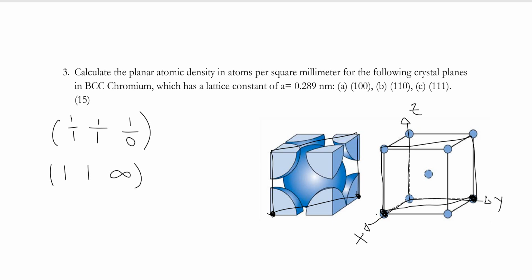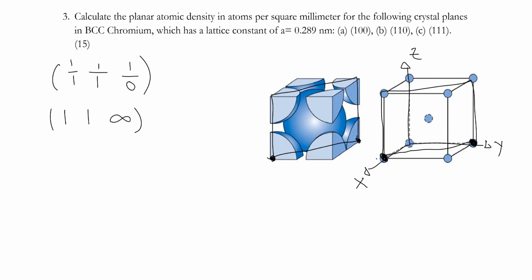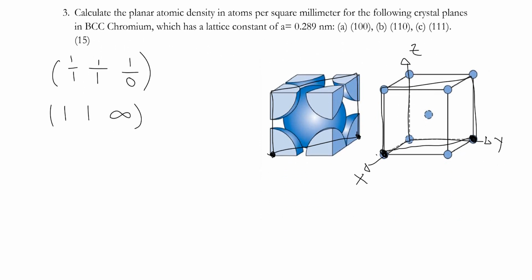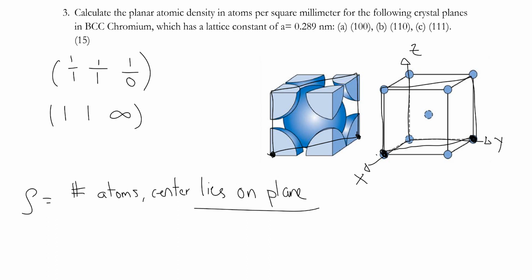After we've got our plane drawn, let's recall what the formula for the planar atomic density is. The formula for planar atomic density is the number of atoms whose center lies on the plane, over the area of the plane.